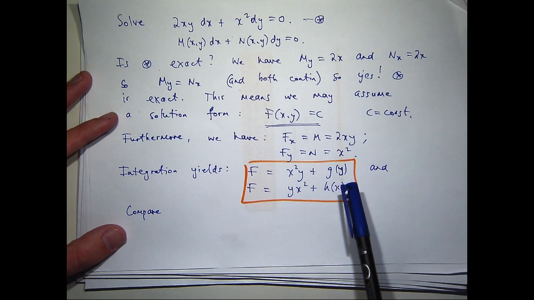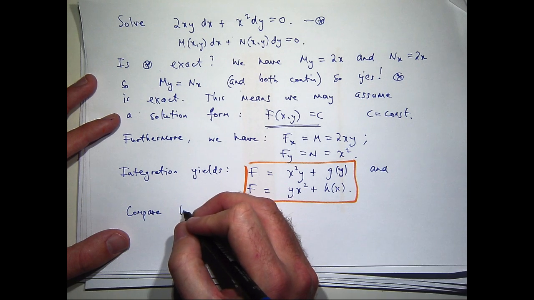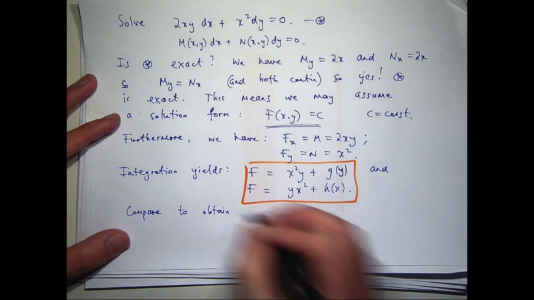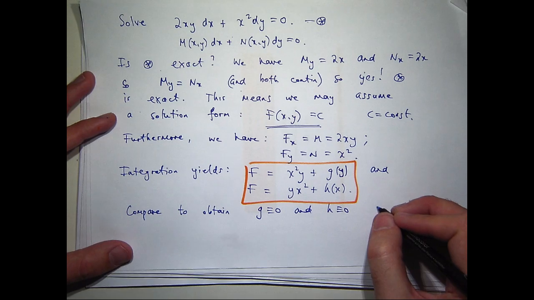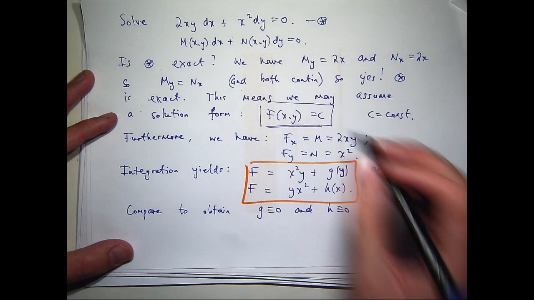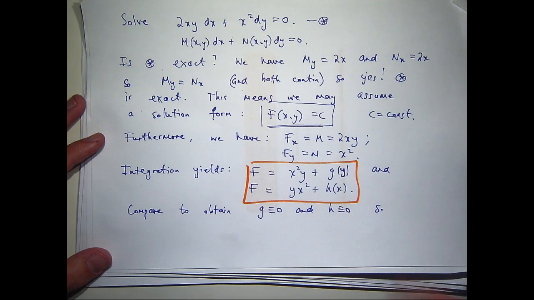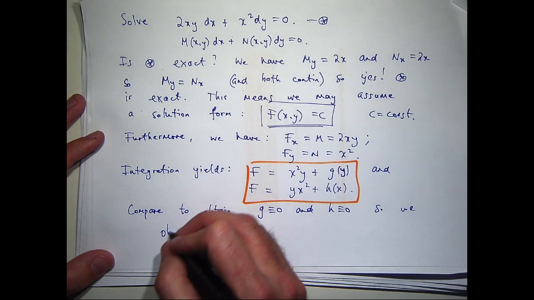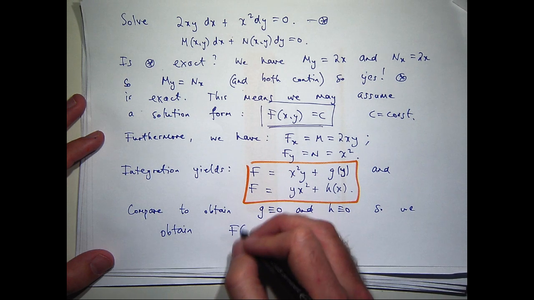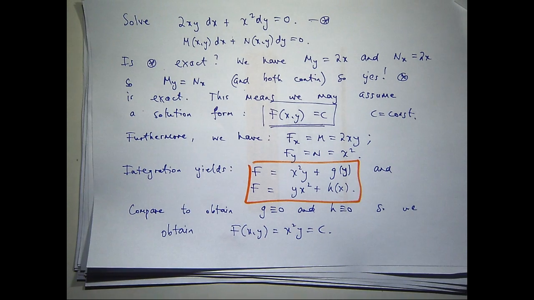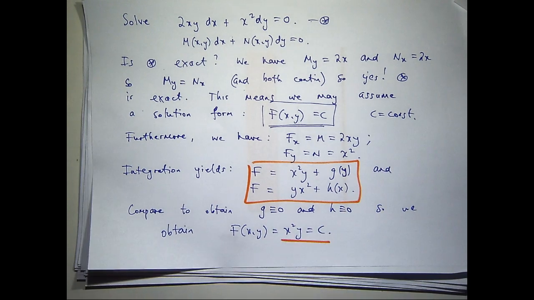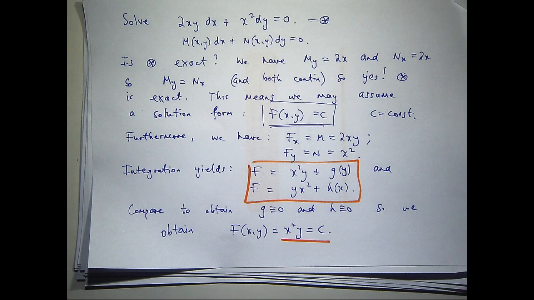G and H are both going to be 0. So our expression up here, big F, will be x squared y, and set it equal to a constant. So that's our implicit form. Now it just turns out in this particular solution you can make y the subject. So if you want to, you can say y equals a constant over x squared.